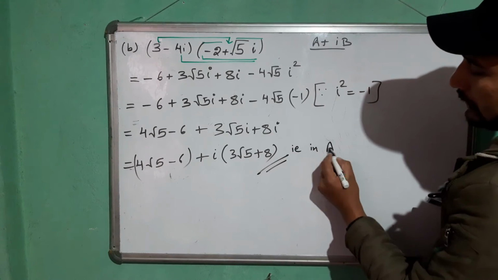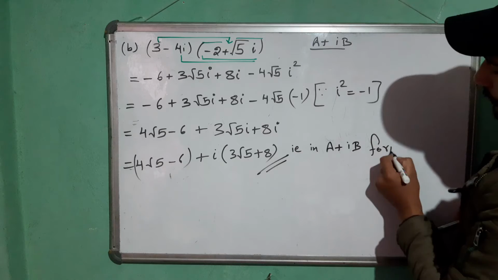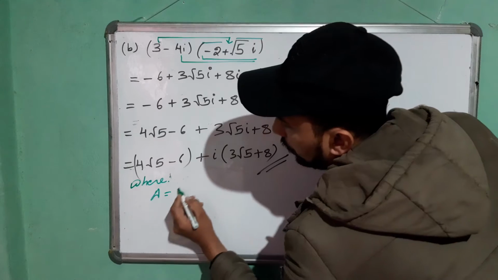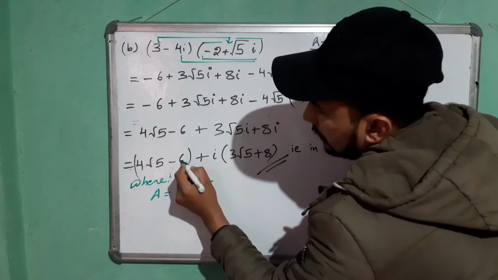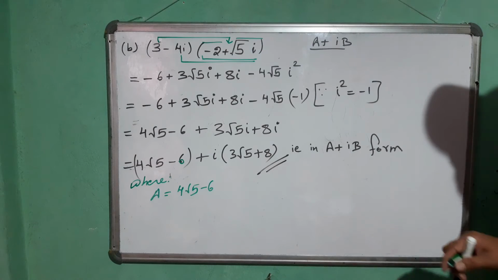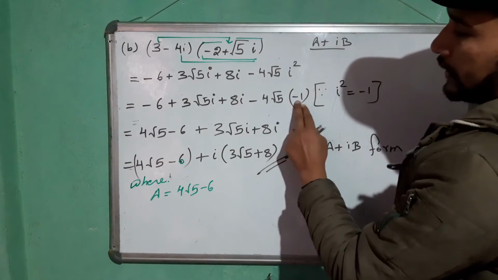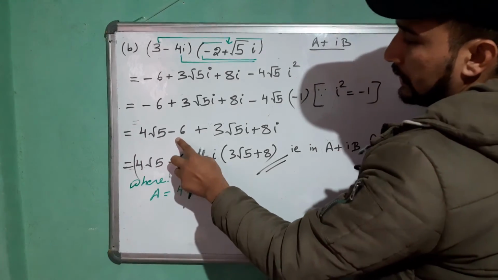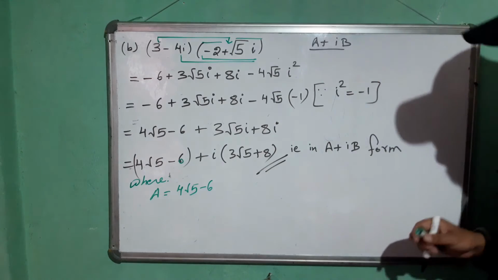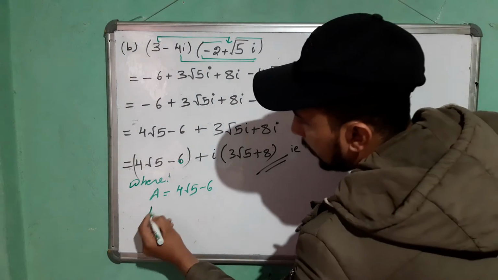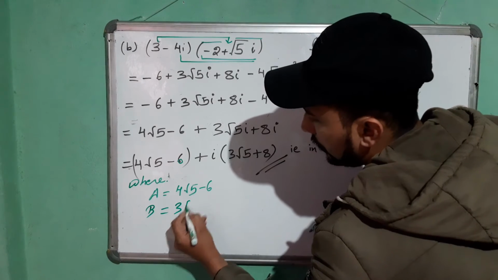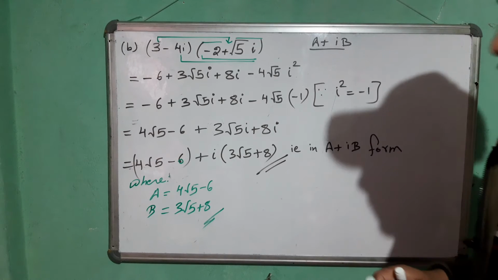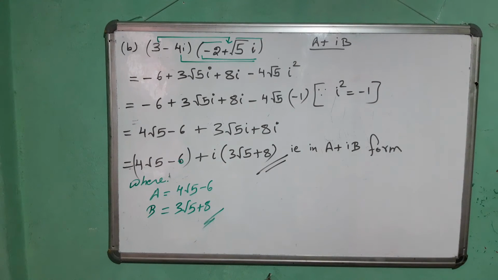This is in a plus ib form, where a equals 4 root 5 minus 6. This is 6, okay. This 4 root 5 I got from here, minus minus plus 4 root 5 into 1 is 4 root 5, that I have taken here, written here, and this minus 6 is as it is. After that I have written this too, okay. And b is the imaginary part, 3 root 5 plus 8. So this was the simplest question, very simple question, okay. In this way you have to express in a plus ib form.